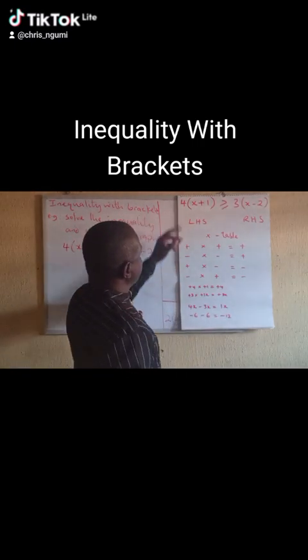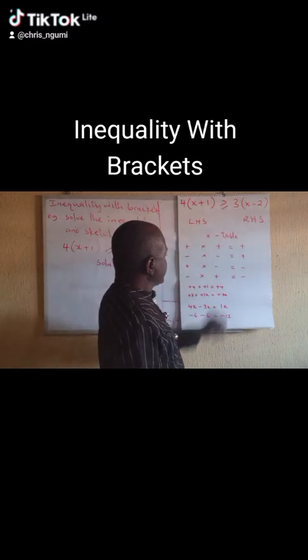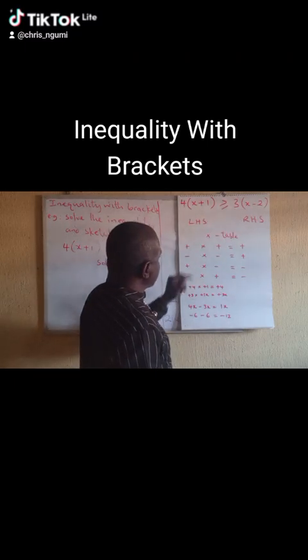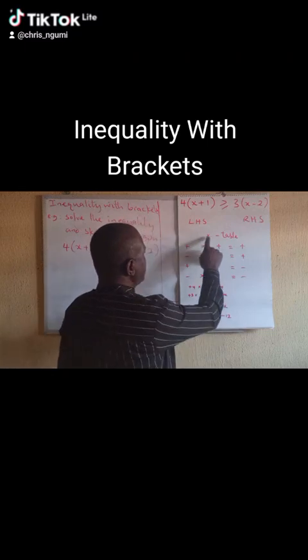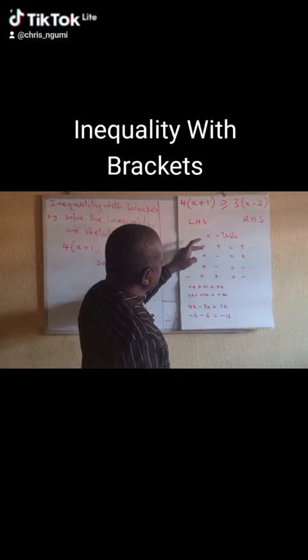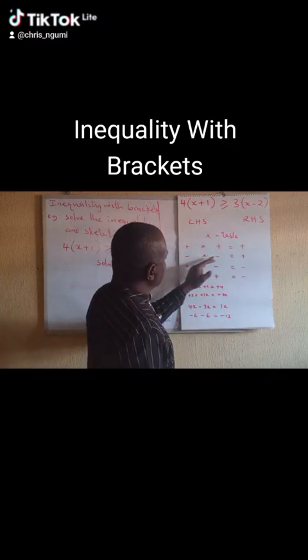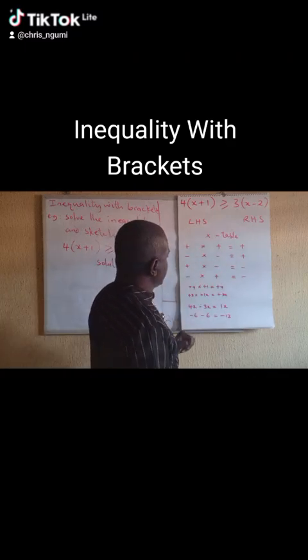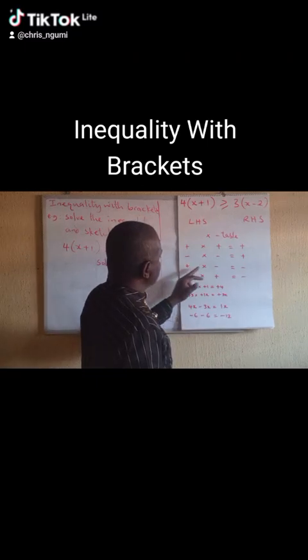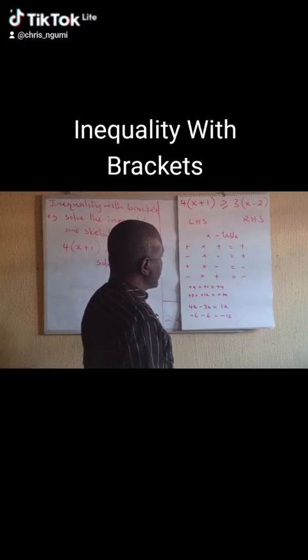Now for us to expand this 4 with bracket and this 3 with bracket, you have to understand this multiplication table. When you have a plus times a plus, it is plus. When you have a minus times a minus, it is plus. When you have a plus times a minus, it is minus. When you have a minus times a plus, it is minus.